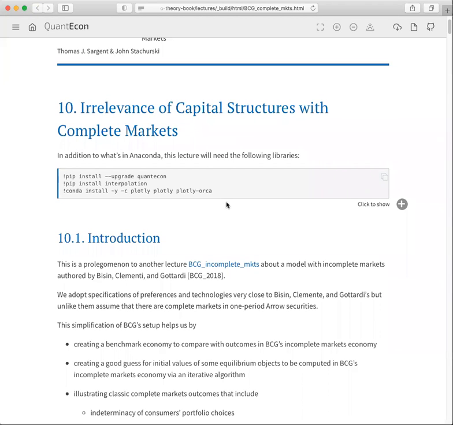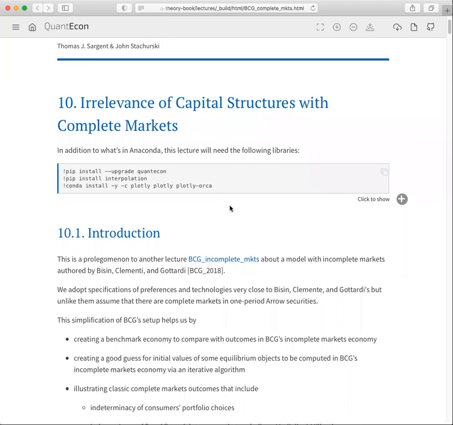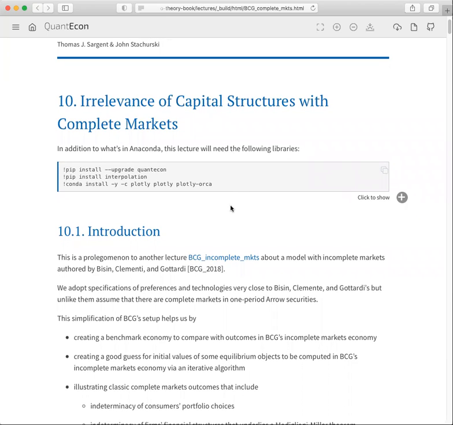This is Tom Sargent talking about an application of complete markets models. I'm going to use as my text a baby's version of a model that Bisin, Clementi, and Gottardi invented to study incomplete market settings. So we could think about this as a prelim to their very nice paper, because it's going to set the stage.